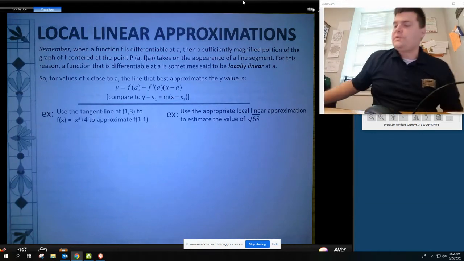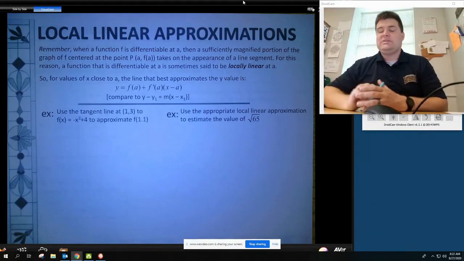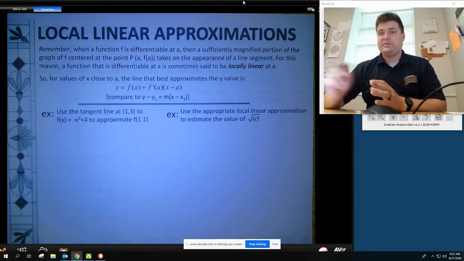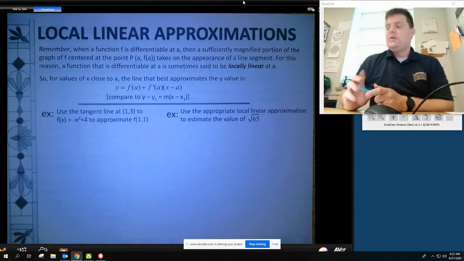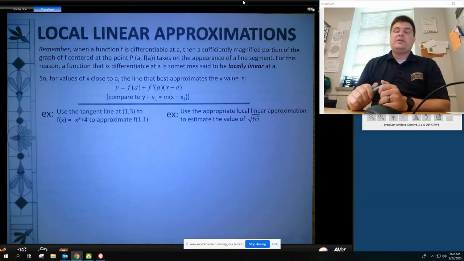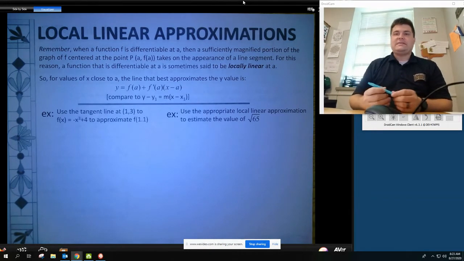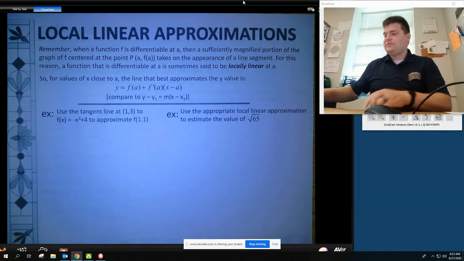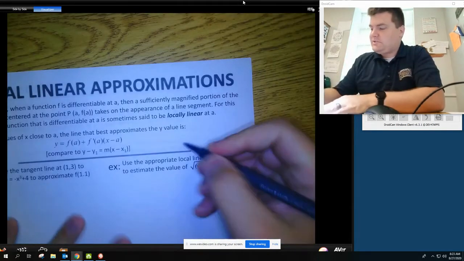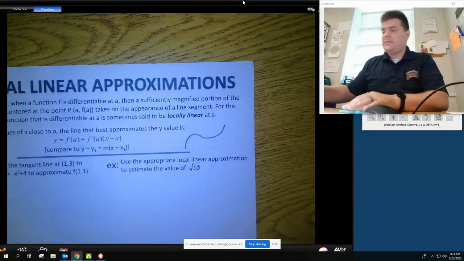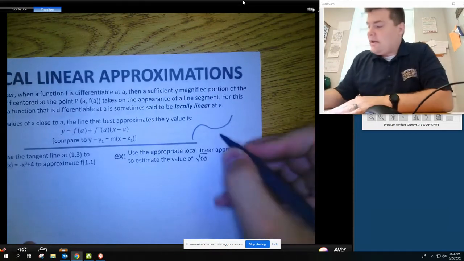Welcome. In this video, we're going to talk about local linear approximations and differentials. So let's start with local linear approximations. Pretty much what it is, we can use the tangent line of some type of curve to estimate other values on the curve.